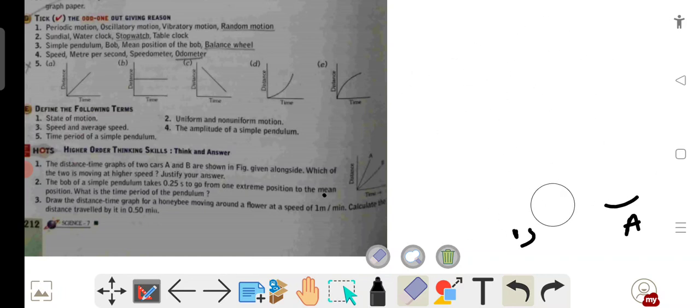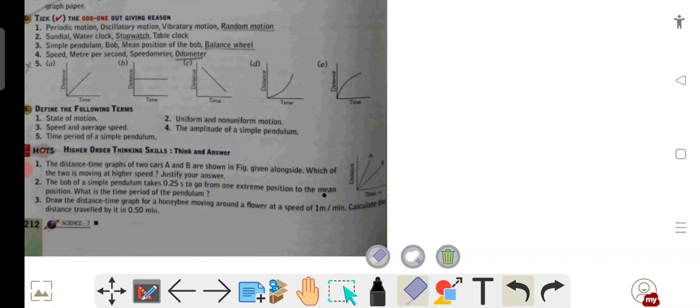Now the third question: draw the distance-time graph for a honeybee moving around a flower at a speed of 1 meter per minute. Calculate the distance traveled by it in 0.50 minute. A honeybee is moving around a flower at a speed of 1 meter per minute. By using the unitary method, the speed is 1 meter per minute.